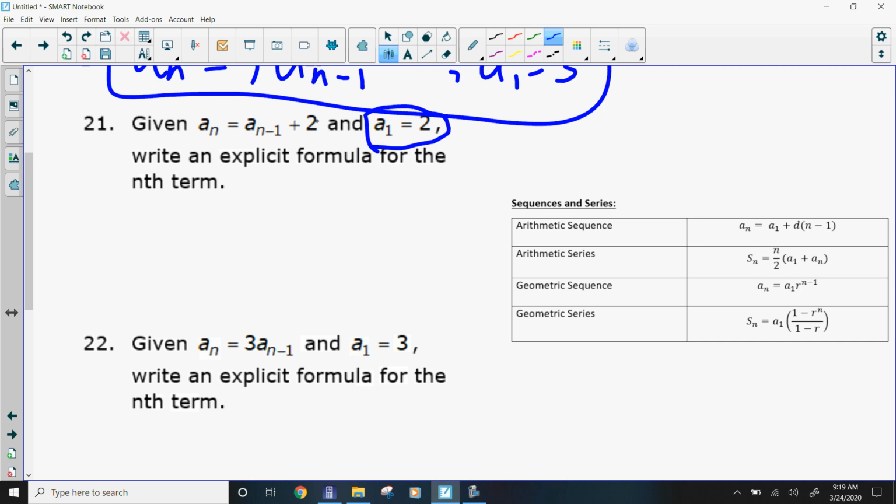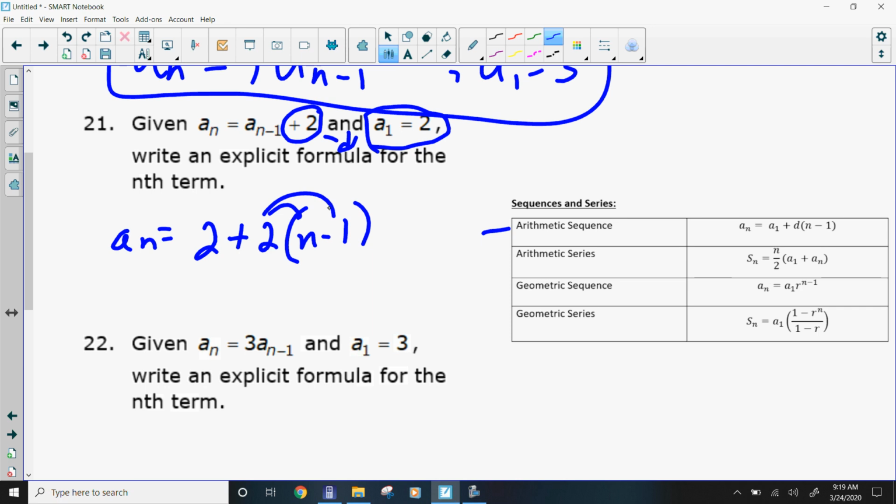So the fact that this right here says plus 2, that's D. So that means it's arithmetic. So if they want the explicit, we have to use the arithmetic sequence formula. So we know A sub 1 is going to be 2. And then we know the common difference is going to be 2 again, and then we're going to do n minus 1. And the explicit formula, we're going to have to simplify this, so it's 2n minus 2. Oops, I have to go back there. So plus 2, and then we combine like terms, so it's just 2n. So a sub n equals 2 times n.